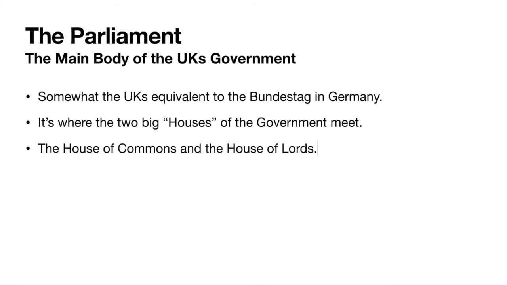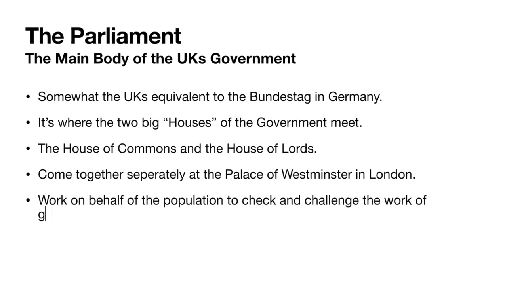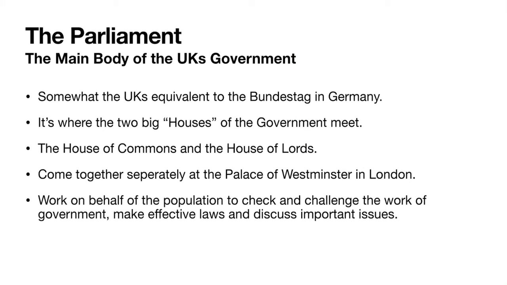Parliament is the place where the two big houses of the government, the House of Commons and the House of Lords, come together separately at the Palace of Westminster, located in London. These two houses work on behalf of the UK citizens to check and challenge the work of the government, make effective laws and discuss important issues. But let's get some more information on these two houses, what they do and what separates them.